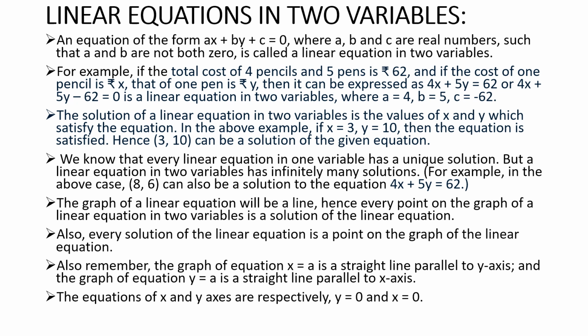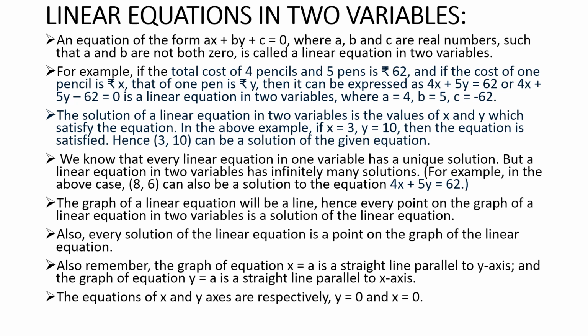Now, some important concepts. An equation of the form ax + by + c = 0, where a, b and c are real numbers such that a and b are not both 0, is called a linear equation in two variables. Now, where is it used?